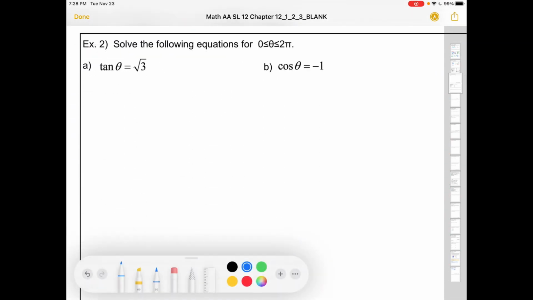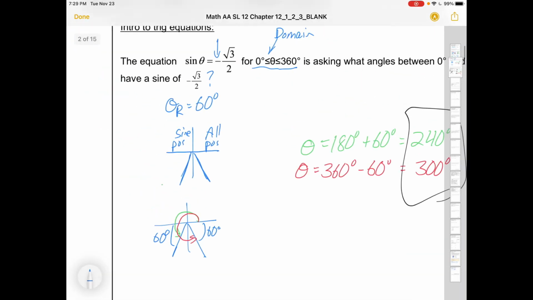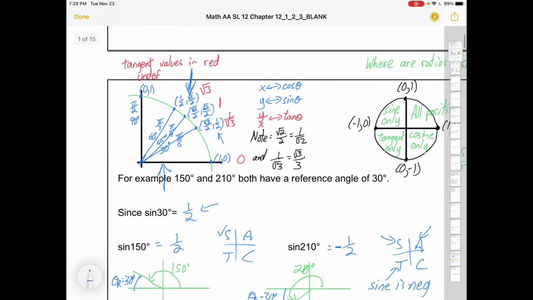So we'll solve two more here. We've got tan theta is root 3. So let me head back up to my quarter circle. Oh, there it is. And helpfully, I put all the tangent values in red. I think you should probably just do that and have those memorized. And we're still talking about a reference angle of 60 degrees, okay, because there's our root 3.